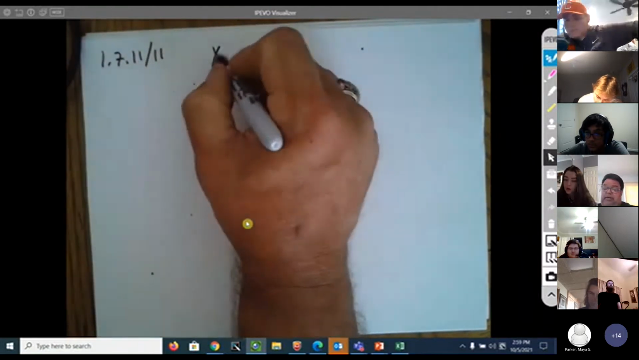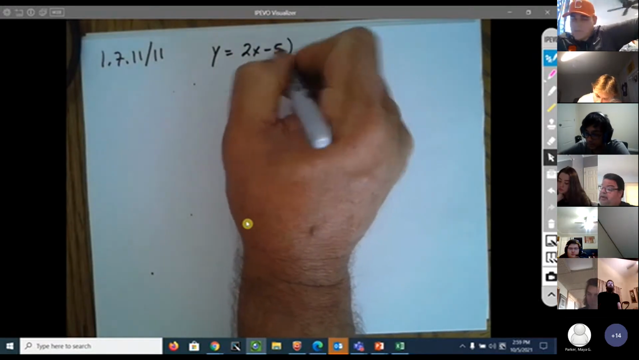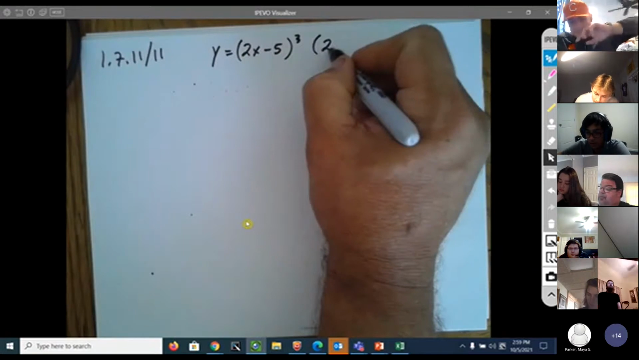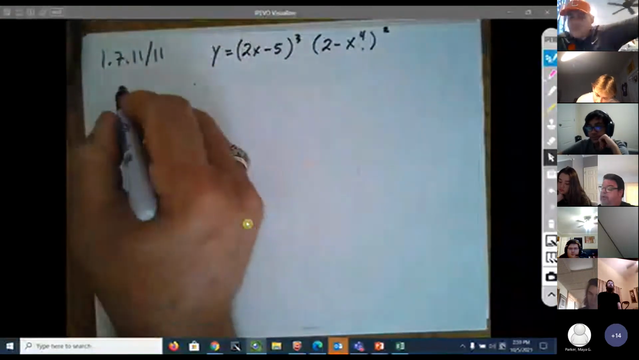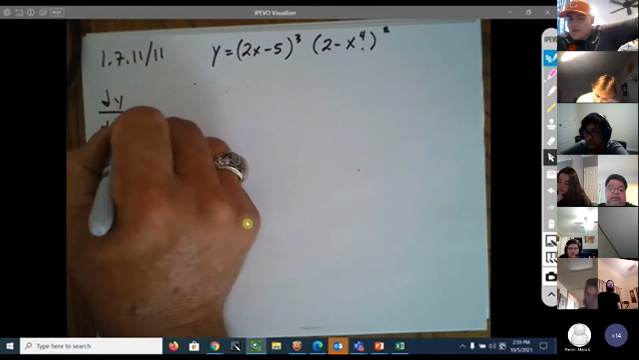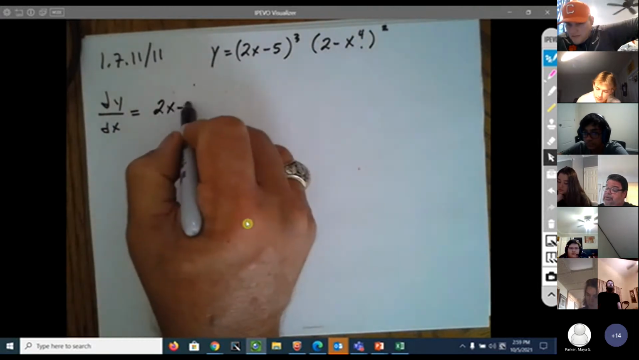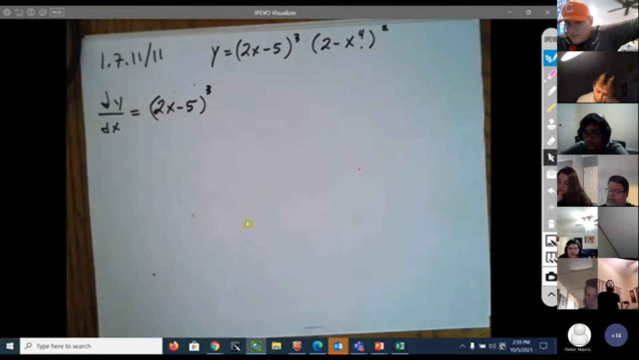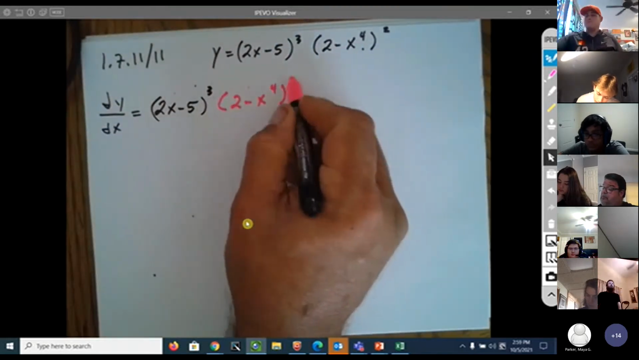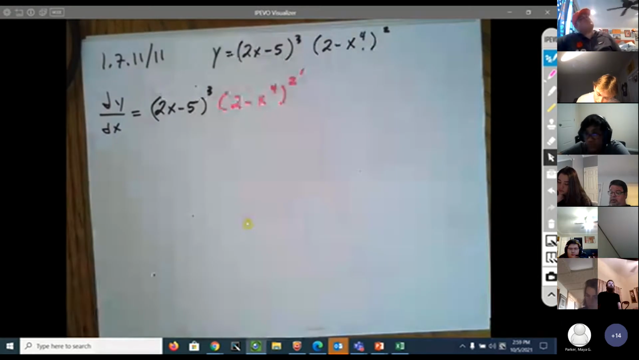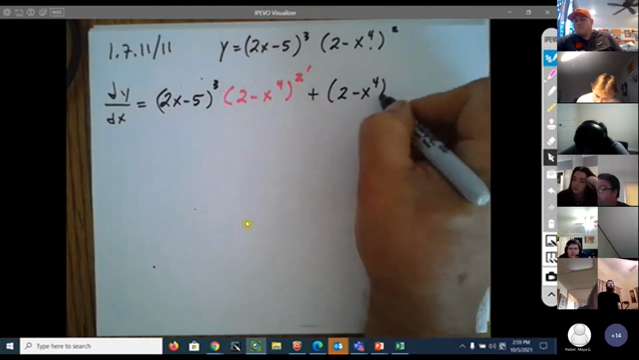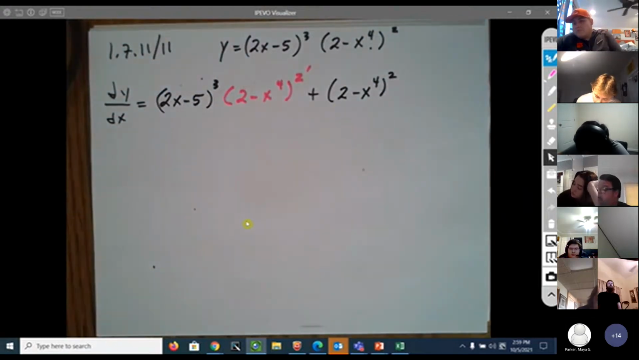1.711/11. y is equal to 2x minus 5 to the third power times 2 minus x to the fourth to the second power. It really bothers me, but I'm going to trudge on. dy over dx is equal to the first times the derivative of the second, plus the second times the derivative of the first.